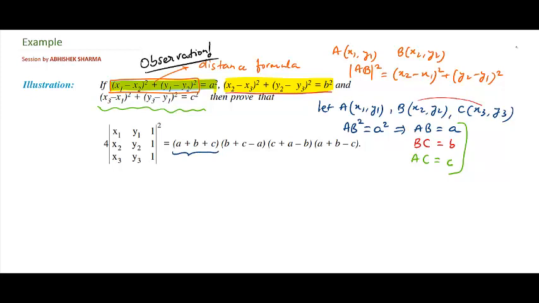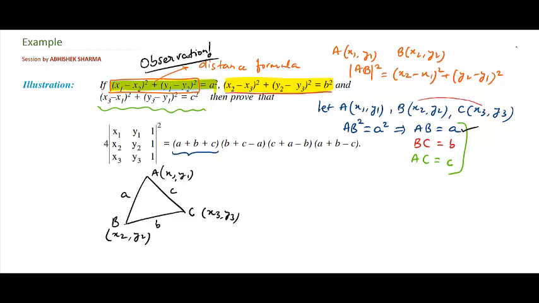let's say I construct a triangle first to understand the situation. Let's say we have a triangle ABC, and A has the coordinate (x1, y1), C has the coordinate (x3, y3), B has the coordinate (x2, y2), and then we had the length AB is equal to a, AC length is c, and BC length is b. So we have these three coordinates which form the vertices of a triangle, and we have these three lengths a, b and c.